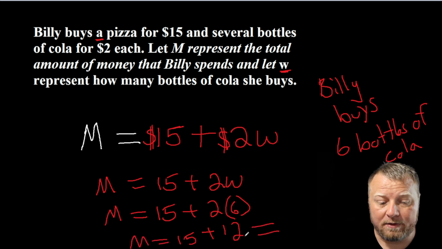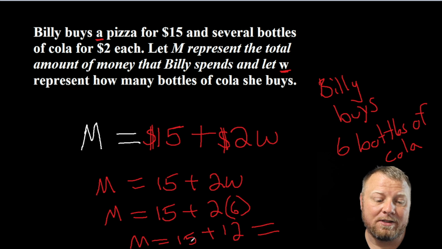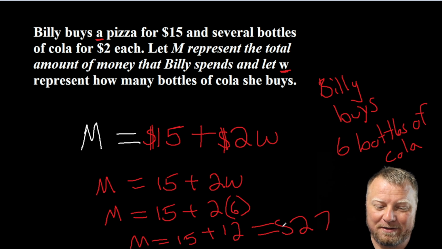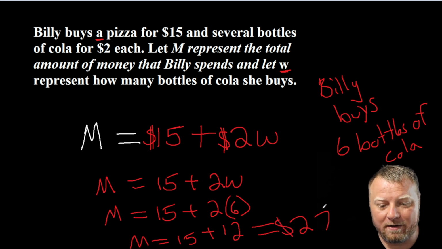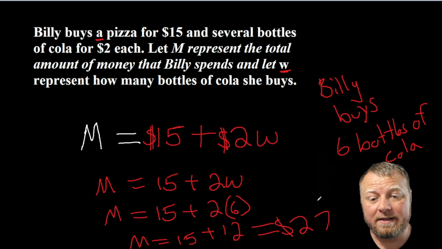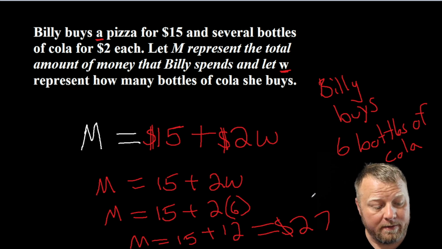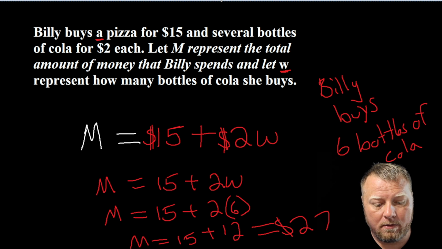So 15 and 12. I like to just double 15 and call it 30, subtract 3, but whatever. 27. Do your math in your head or your calculator, but the answer is $27, and that's how easy it is. So that's problem number 1. Problem number 2 would be pretty basic too. I think you guys will pick it up quite easily.